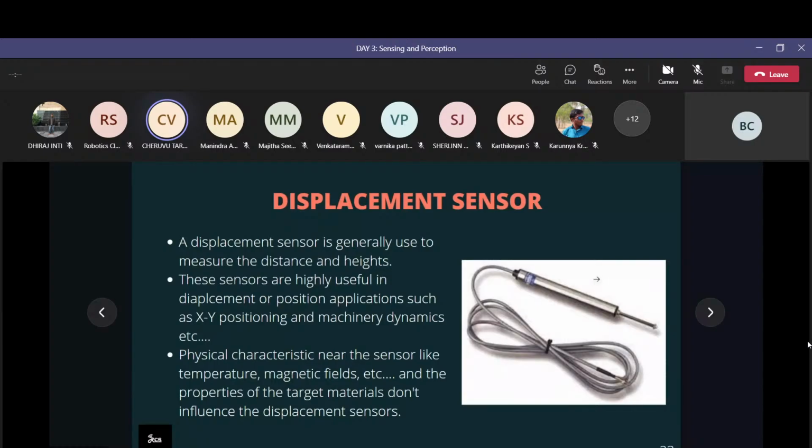Physical characteristics near the sensors, like temperature, magnetic fields, etc., none of these, guys, will affect the reading of the displacement sensor, because it is mentioned here that they do not influence the displacement sensors. External temperatures, increasing or decreasing temperature, presence or absence of a magnetic field, nothing will cause any change in the reading of the displacement sensor. It is independent of all these changes in its environment. It is used to identify the minute changes happening in the XY positions, etc.